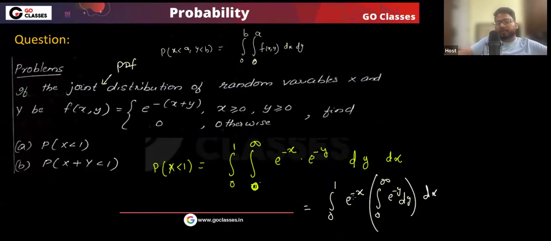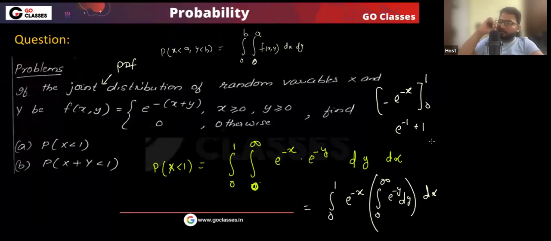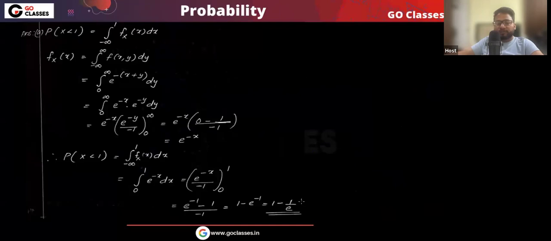Then you need to integrate e power minus x. The integral of e power minus x is minus e power minus x, from 0 to 1. e power 0 is 1, so it is e power minus 1 plus 1, or rather 1 minus e power minus 1. It will be minus. So this will be your final answer: 1 minus e power minus 1. Understood?